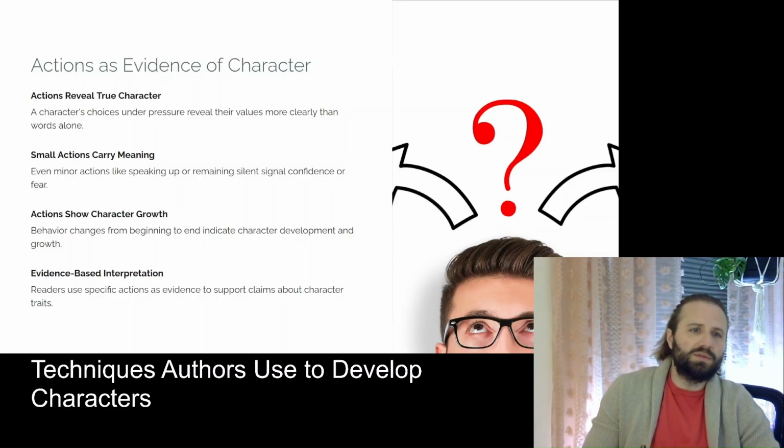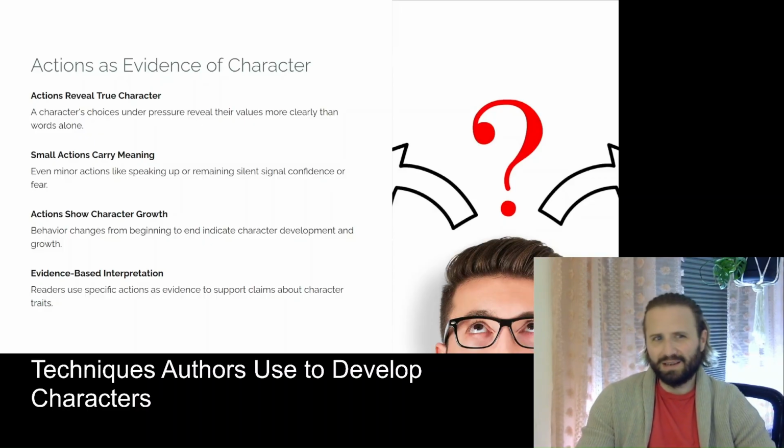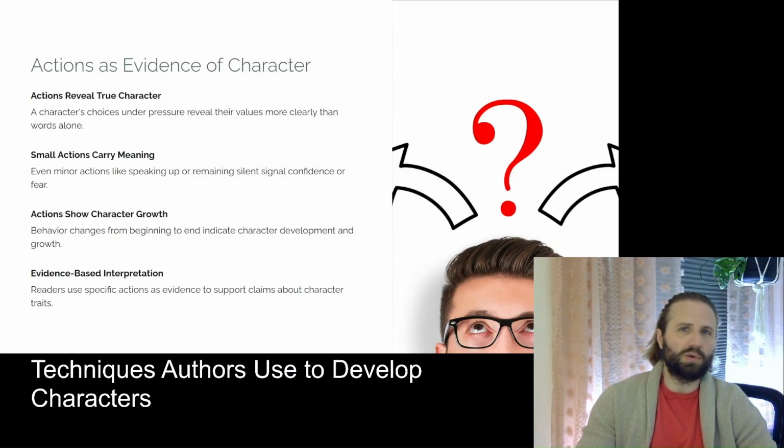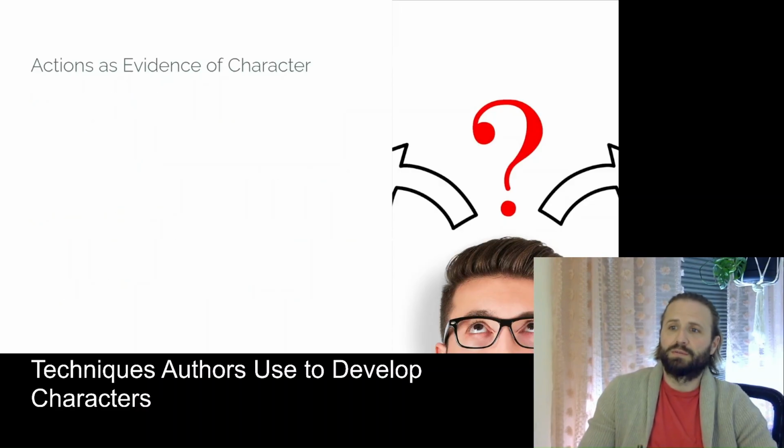So, for example, do they step forward? Do they hang back? Do they speak up? Do they not say anything? Do they protect themselves or someone else? This reveals their priorities, values, moral limits once again. Okay? Actions matter more than intentions. And readers trust these actions because they feel authentic. We judge characters based on behavior, not on their promises.